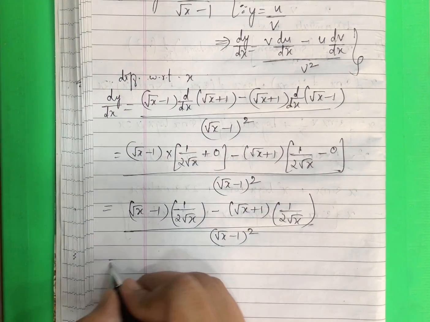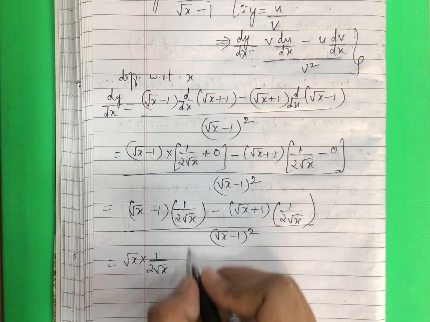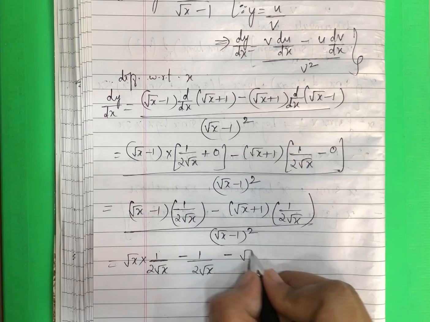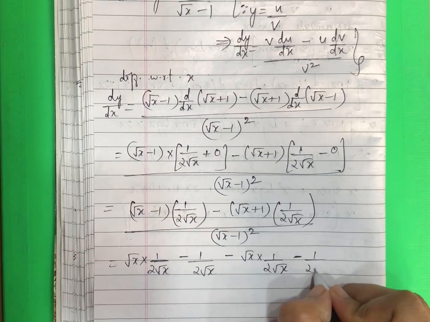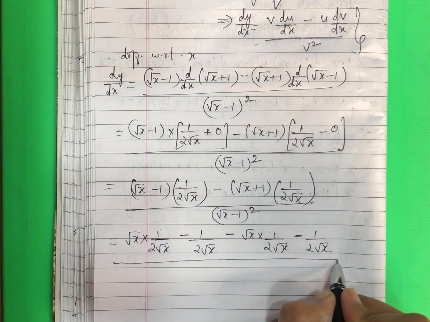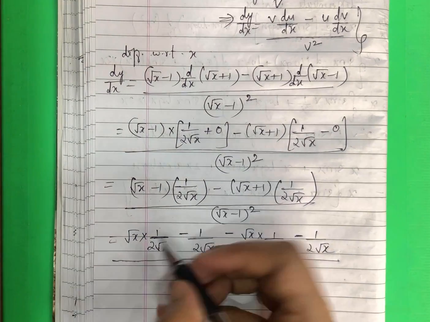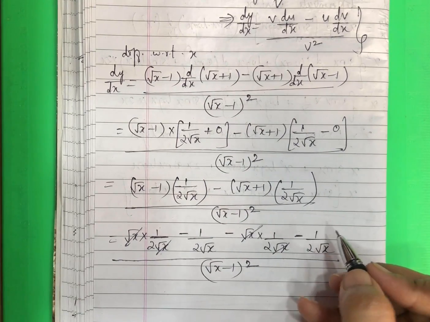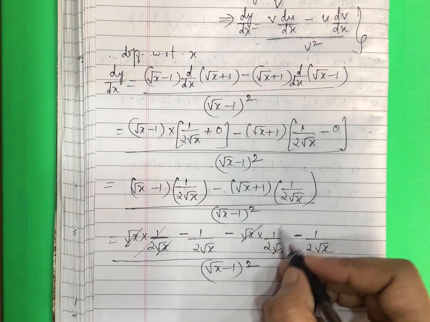So now we can open the bracket, root x into 1 upon 2 root x, so that we can write down in the simplified form, minus sign 1 upon 2 root x, again minus sign root x into 1 upon 2 root x, again minus sign 1 upon 2 root x. So we are having this by writing it in the simplified form and open the bracket, upon root x minus 1 whole square. So here we can cancel this root x and root x. Here also we can cancel this root x and root x. And this value is same, 1 by 2 minus 1 by 2.